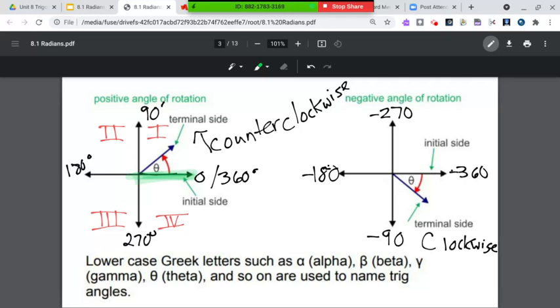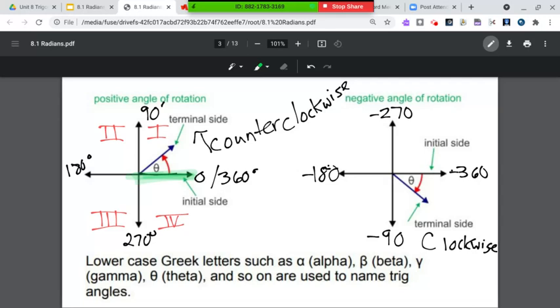Okay, I'm going to give everybody a couple minutes. Make sure you have down positive angles go counterclockwise, negative angles go clockwise. You always start your initial side on the positive x-axis. Your terminal side is where the angle ends.